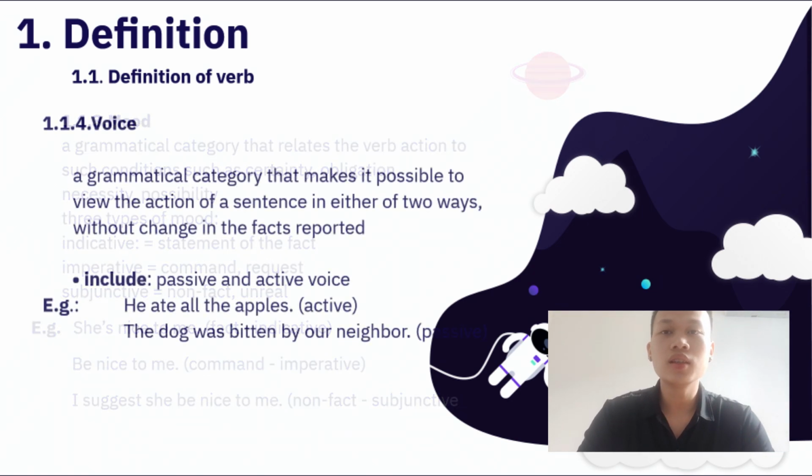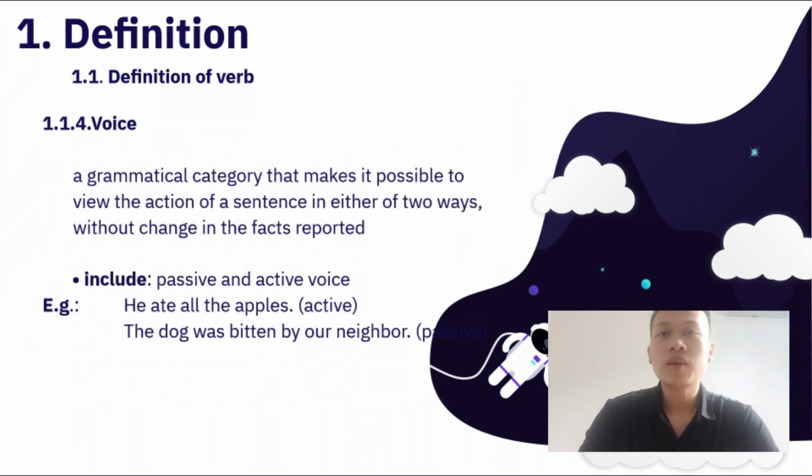And finally, it is about voice, a grammatical category that makes it possible to view the action of a sentence in either of 2 ways without change in the fact reported. There are 2 types of voice, passive voice and active voice. For example, he ate the apples is the active voice, and the dog was bitten by our neighbor is the form of passive voice.